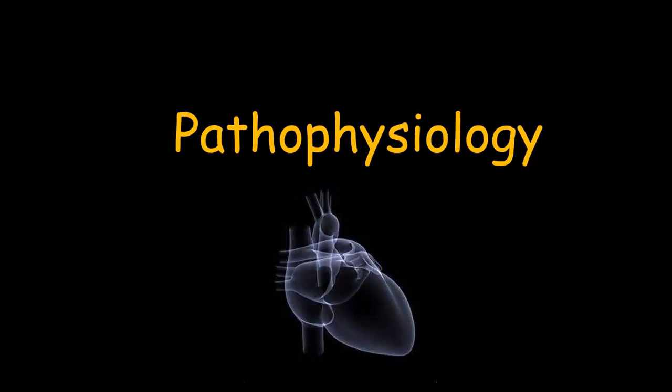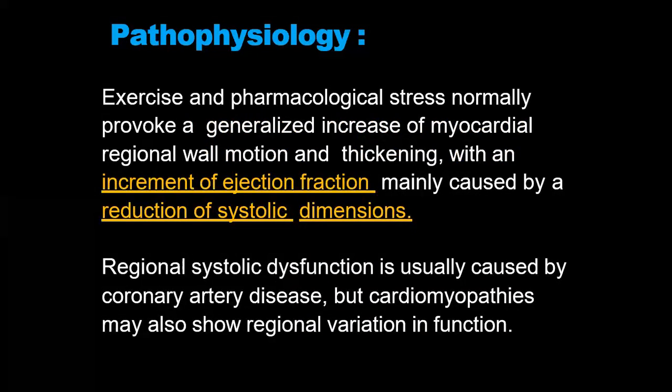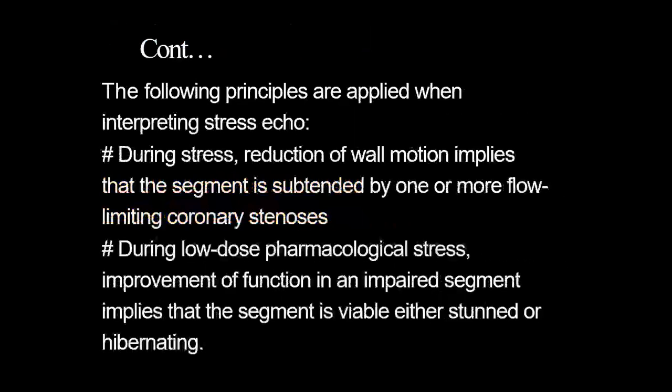So regarding the pathophysiology, exercise and pharmacological stress normally provoke a generalized increase of myocardial regional wall motion and thickening, with an increment of ejection fraction mainly caused by a reduction of systolic dimensions. Regional systolic dysfunction is usually caused by coronary artery disease, but cardiomyopathies may also show regional variation in function.